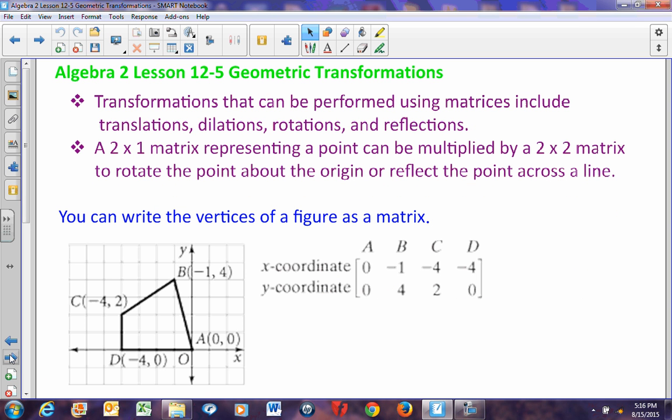Transformations that can be performed using matrices include translations, dilations, rotations, and reflections. A 2-by-1 matrix representing a point can be multiplied by a 2-by-2 matrix to rotate the point about the origin or reflect the point across a line. Those are two important pieces of information. So you can write the vertices of a figure as a matrix.